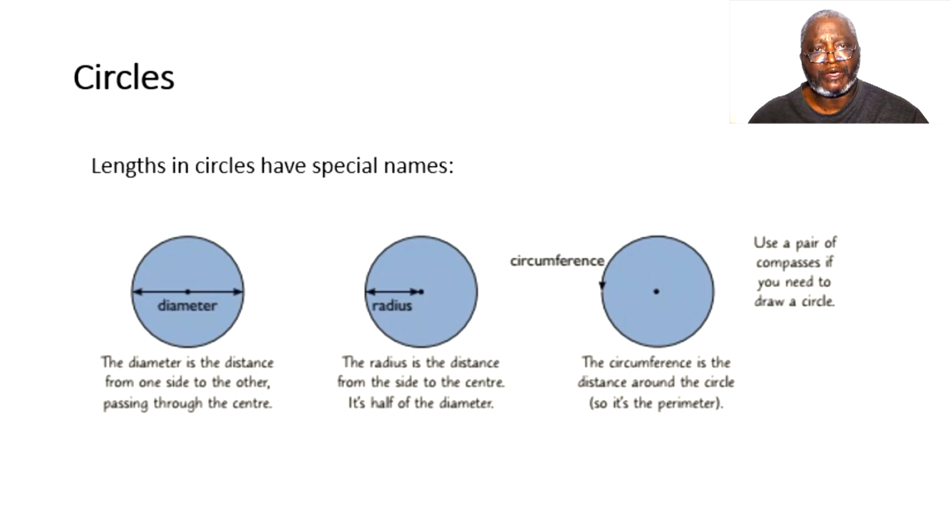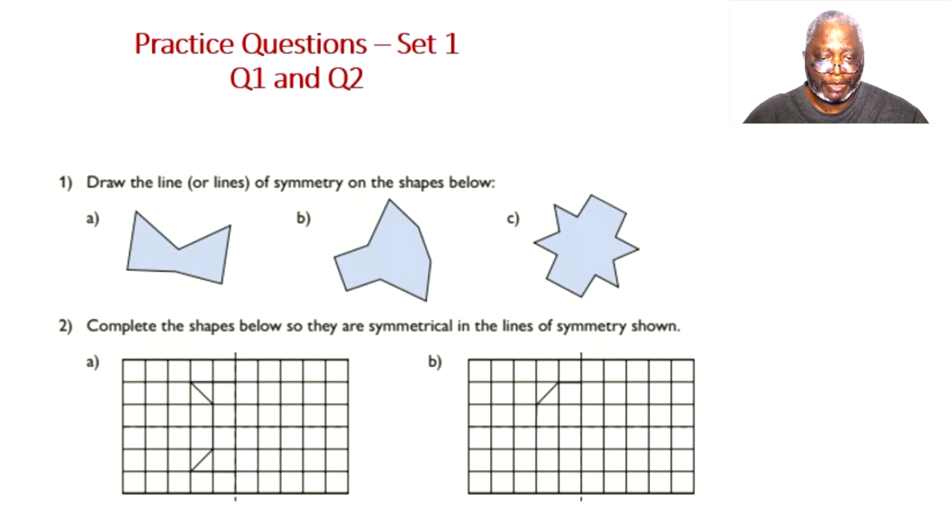If you take a pair of compasses, if you've got your geometry set with you, try to draw a circle. Put a pencil on it and stick it in the middle of it and just spin it around and you'll have a perfect circle. Practice question set 1.